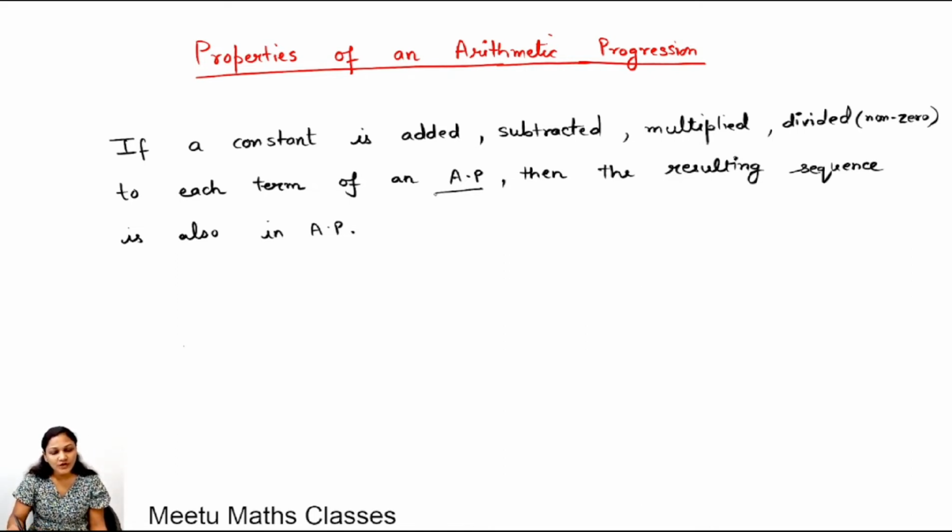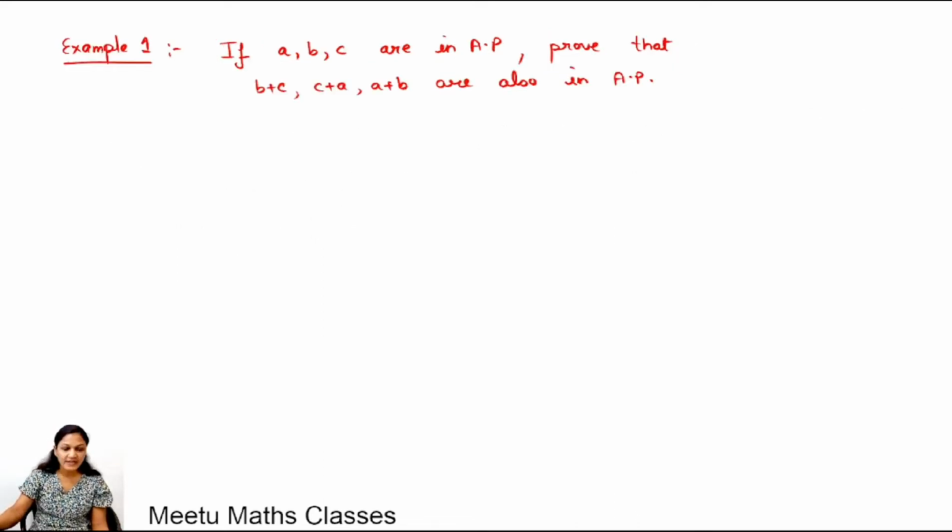So if you have a given sequence that is an AP, and if you are subtracting a constant from each term, then the resulting sequence is in AP. If you are multiplying by a constant to each term of an AP, then the resulting sequence is an AP. If you divide each term of an AP by a non-zero constant, then the resulting sequence is an AP. So let us start with an example.